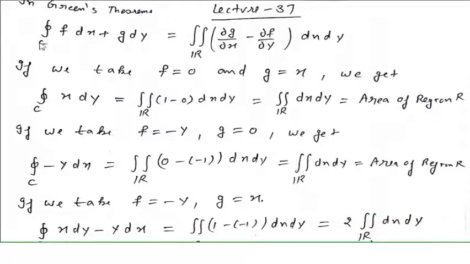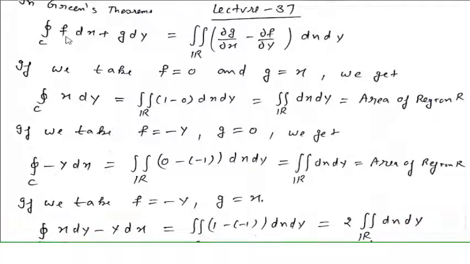if C is any simple smooth or piecewise smooth closed curve bounding the region R, then the circulation integral of f dx plus g dy is equal to the surface integral, area integral, of ∂g/∂x minus ∂f/∂y dx dy.